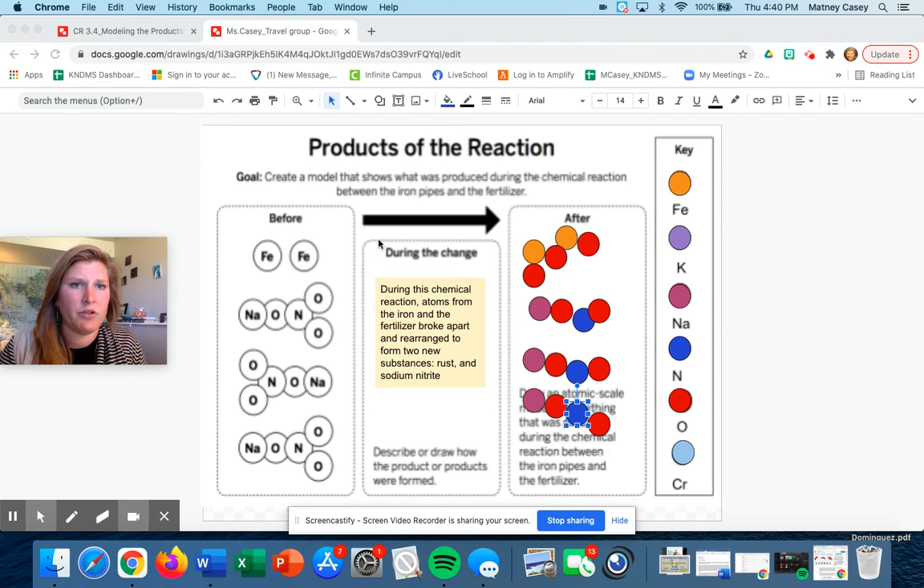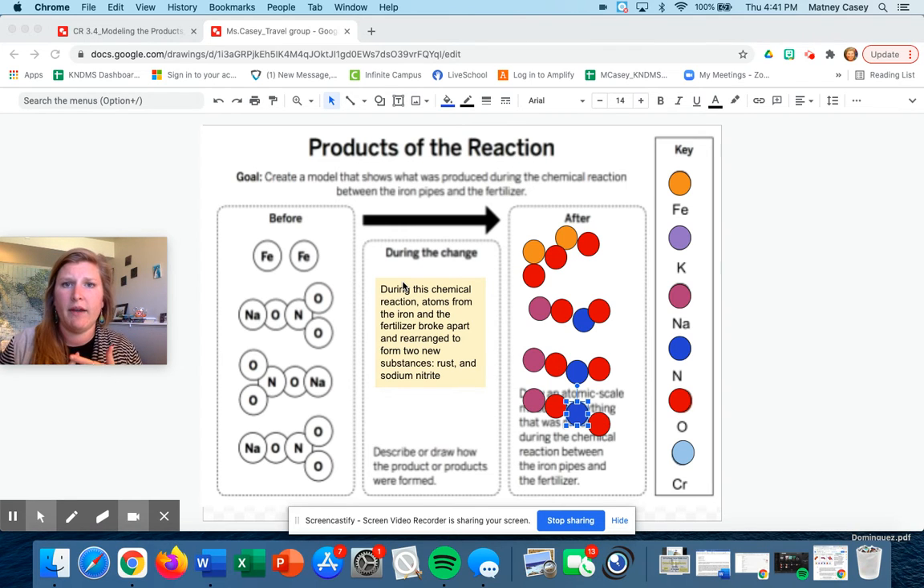I went back to my substance reference guide, which I don't have on the screen right now, but it was in the last section right above where you had to do the Google Draw directions. I saw that sodium nitrite was the only one that had both the sodium atom and the nitrogen atom accounted for. So I knew that, and we already know that that's the substance that was created. So I know that during a chemical reaction, somehow the atoms had to break apart and rearrange to form rust, because we already knew that was one that occurred.